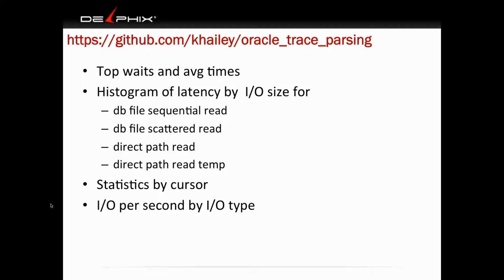So that script, Oracle Trace Parsing: if I have two systems, one's slow and one's fast, I want to find out why before saying it's the I/O subsystem. So the script will show the top waits, average times. It'll show histogram latency by I/O size for the I/O events. It'll show what execution plan we're using. Sometimes it's a different execution plan. We want to make sure they're the same. And it'll actually list out I/O per second as that query executes. It's a cool little script.